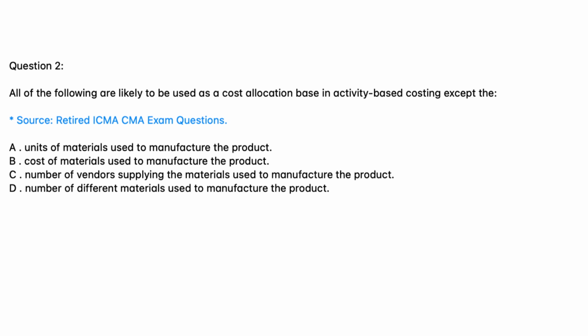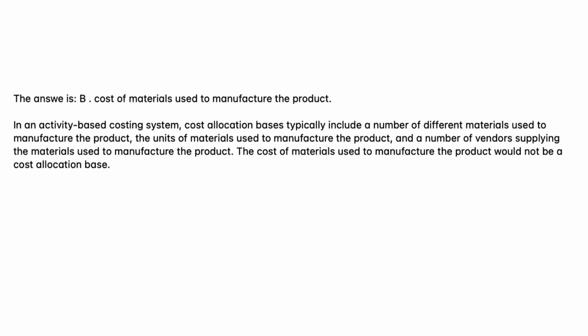Question 2. All of the following are likely to be used as a cost allocation base in activity-based costing except the A. Units of materials used to manufacture the product. B. Cost of materials used to manufacture the product. C. Number of vendors supplying the materials used to manufacture the product. D. Number of different materials used to manufacture the product. The answer is B. Cost of materials used to manufacture the product. In an activity-based costing system, cost allocation bases typically include the number of different materials used, the units of materials used, and the number of vendors supplying the materials. The cost of materials used to manufacture the product would not be a cost allocation base.